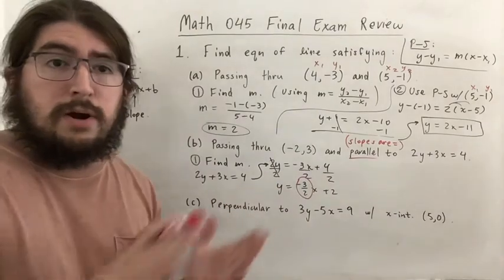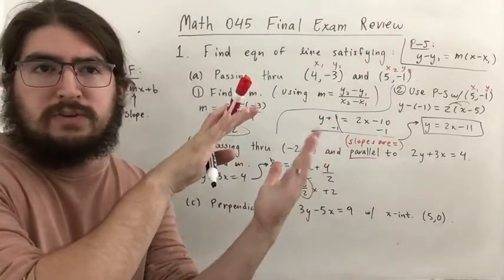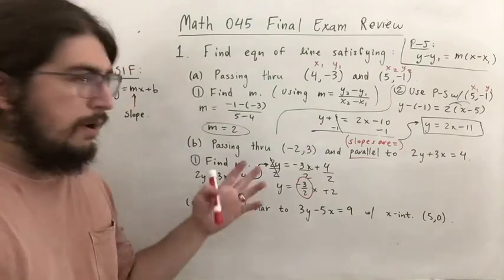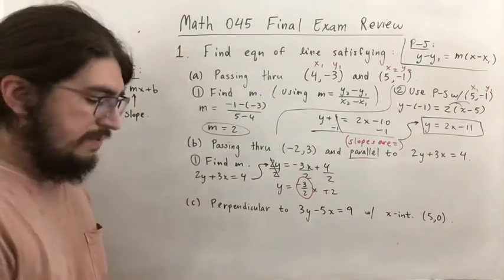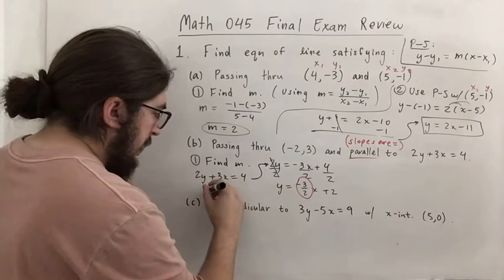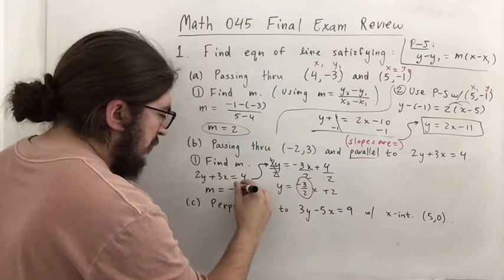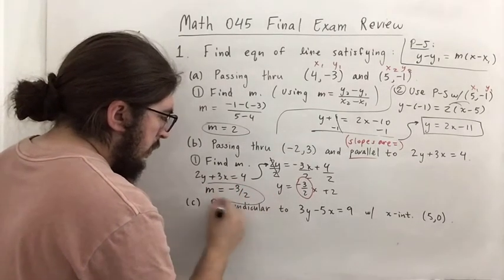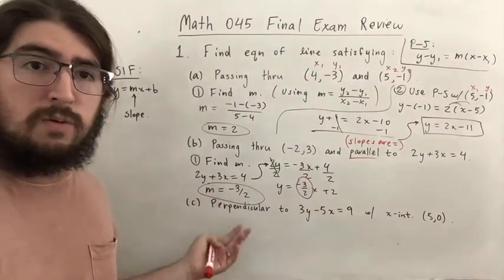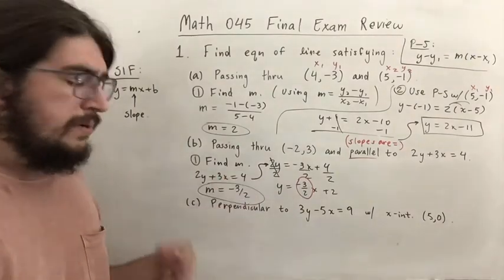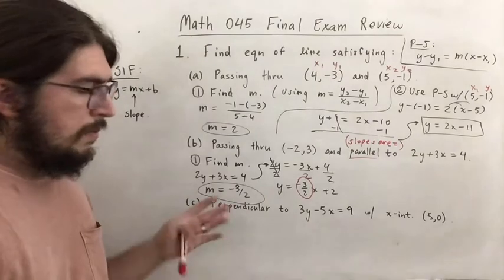Since parallel lines have the same slope, if one slope was different, then it would intersect the other line. Parallel means they don't intersect, so naturally they have to have the same slope. That means that our slope must be negative 3 over 2. Okay, we'll see with part C, it's a little different because of the wording. Parallel and perpendicular mean different things regarding slope, but we'll get there when we get there.